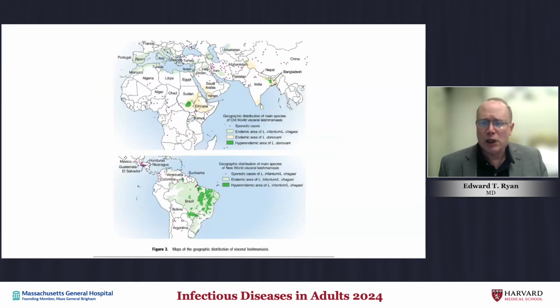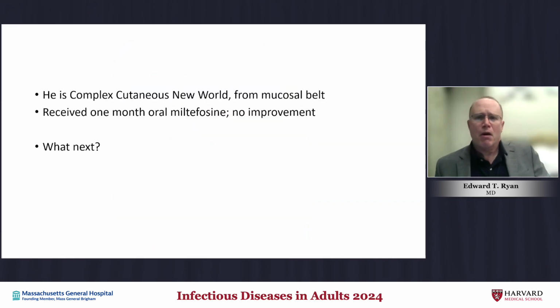This is not a visceral leishmaniasis case, but I'll just show it to you because I'm not sure how many talks you'll ever get on leishmaniasis. But there's a really nice map in there, and about 90% of leishmaniasis in the world is reported from five countries: India, Bangladesh, Brazil, East Africa, etc. All right, so let's go back to he's a complex New World cutaneous leishmaniasis from the mucosal belt. So what do you want to do?